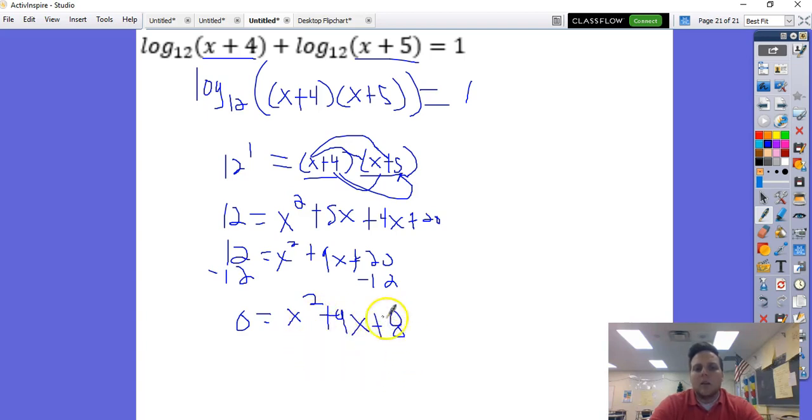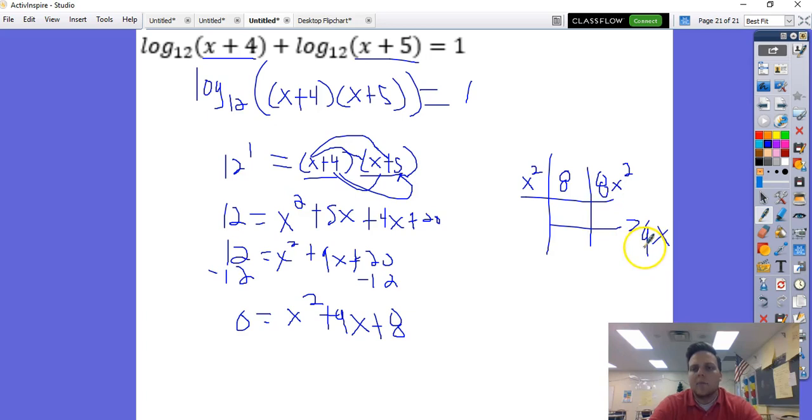Now what I'm going to do is factor this. Because it equals 0, it's quadratic, so I know I can solve by factoring or by quadratic formula. I'm going to choose tic-tac-toe factoring. So I put my quadratic term in the top left. I put my constant term in the top middle. I multiply. So I got 8x squared. I put my linear term out here to the side, and I ask myself two numbers that multiply to this but add to this. 8x and 1x.